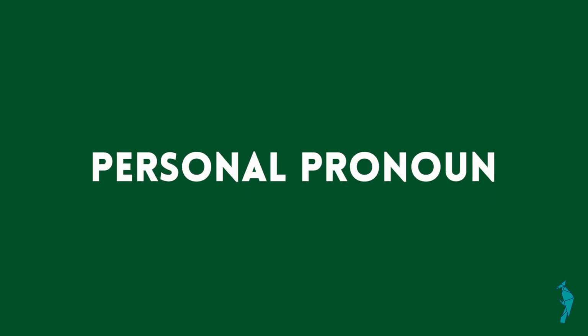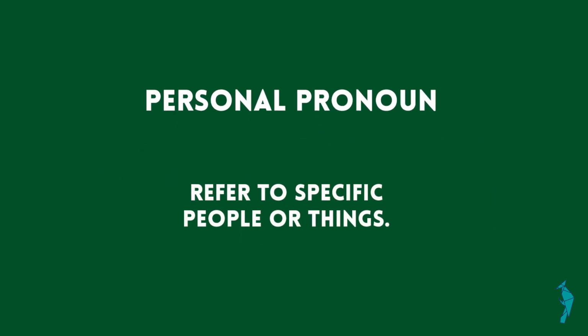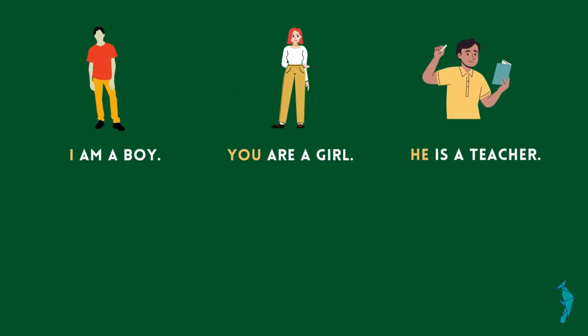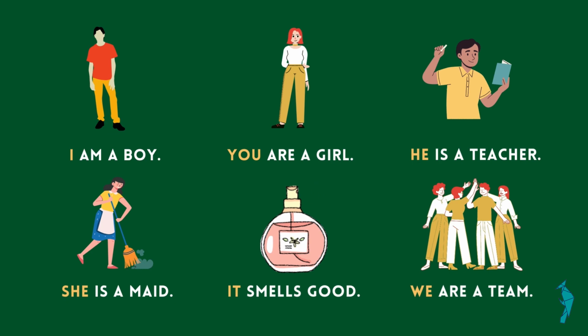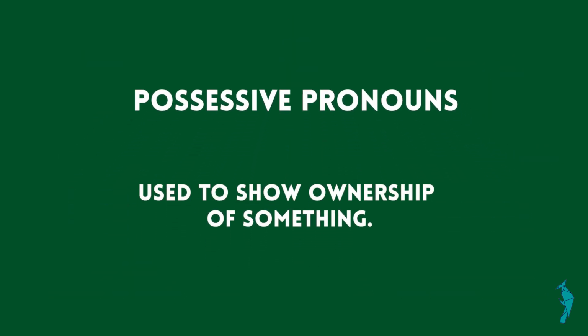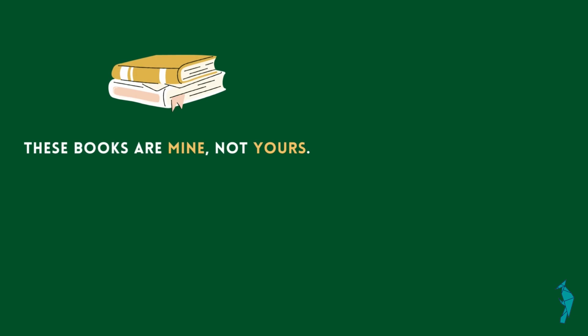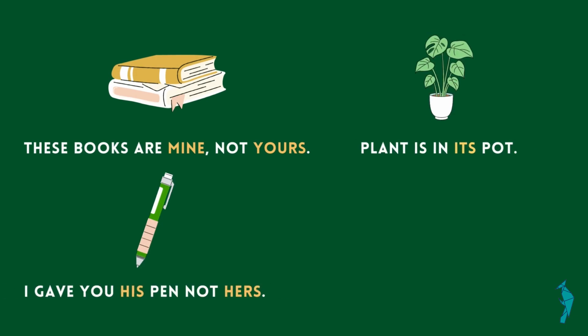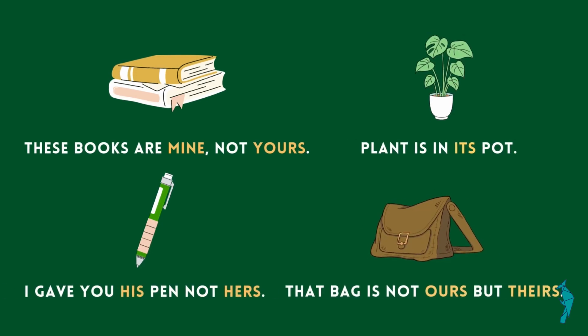Personal pronouns are used to refer to specific people or things. Examples include I, you, he, she, it, we. Possessive pronouns show ownership. Examples include mine, yours, its, his, hers, ours, and theirs.